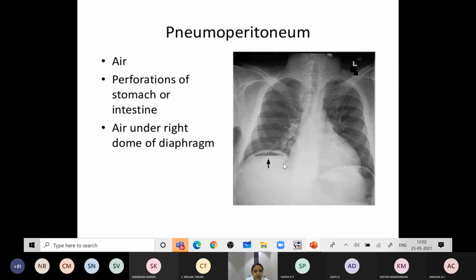Sometimes the air will be collected because of perforation of the stomach. Air goes upwards and is collected beneath the dome of the diaphragm.